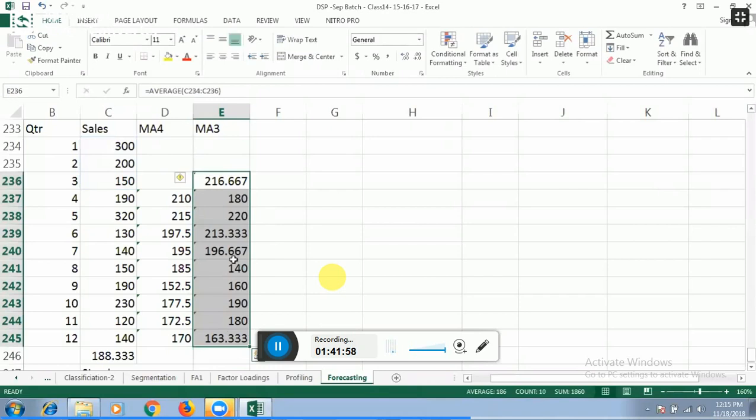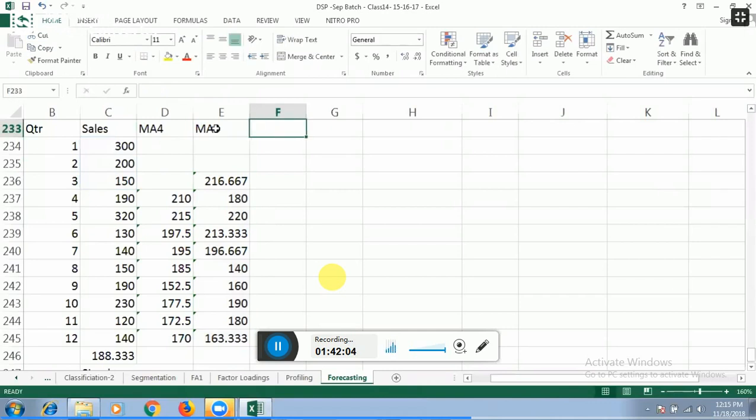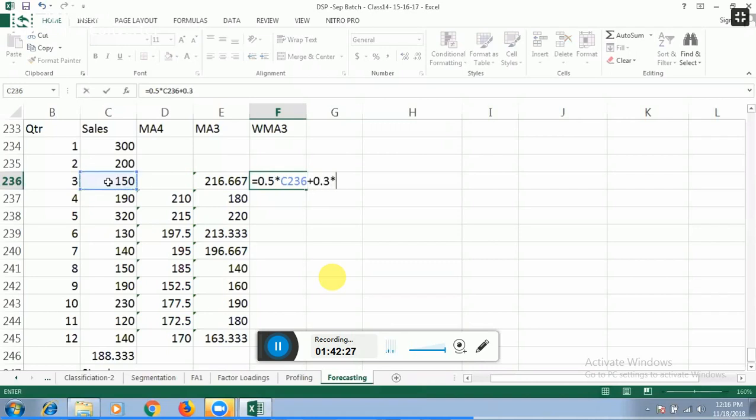Is it clear? So now, if I take this one, this is a moving average 3, moving average 4, etc. So what is a weighted moving average? For example, weighted moving average 3. Instead of taking a simple average, we will take a weighted average. For example, I want to give high importance to the recent time period. So I give the recent time period 50% weight, plus maybe 0.3 times the previous time period, plus 0.2 times the previous-to-previous time period. This is what we call a weighted moving average.